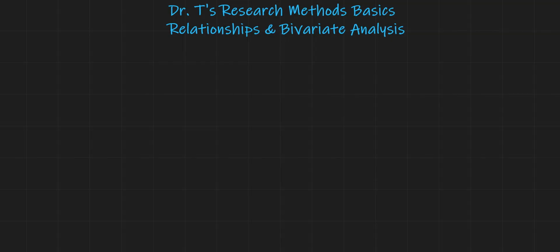Dr. T's Research Methods Basics video, we'll be talking about relationships between variables, and this is really the beginning of what we call bivariate analysis. What we're most interested in understanding in social science research, criminology, criminal justice, and most other sciences is relationships between at least two variables.